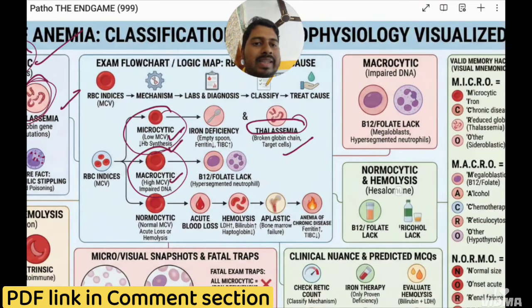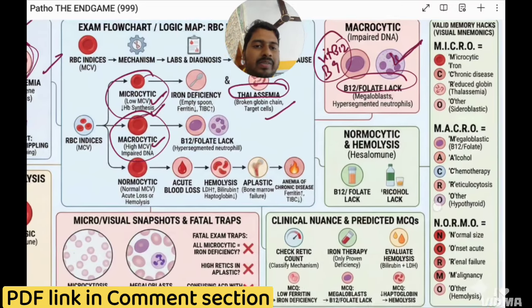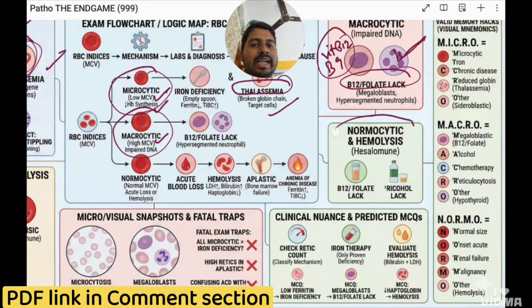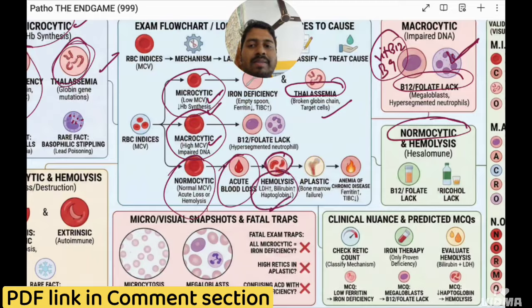And here you have to remember one thing, that is vitamin B12 deficiency. Vitamin B12 and vitamin B9 deficiency, that is folic acid deficiency, and you'll see hypersegmented neutrophils. Now, normocytic anemia, the most common cause is acute blood loss. Sudden blood loss because of trauma is normocytic. Then hemolysis occurs, and that also can be normocytic. There can be other causes also, like aplastic anemia and anemia of chronic disease.